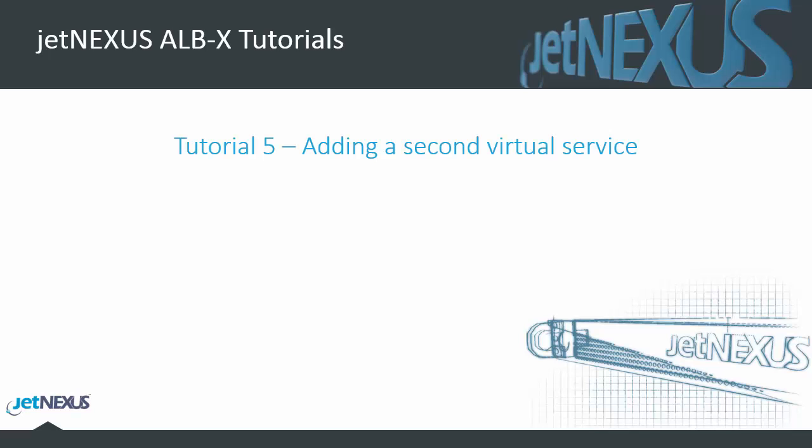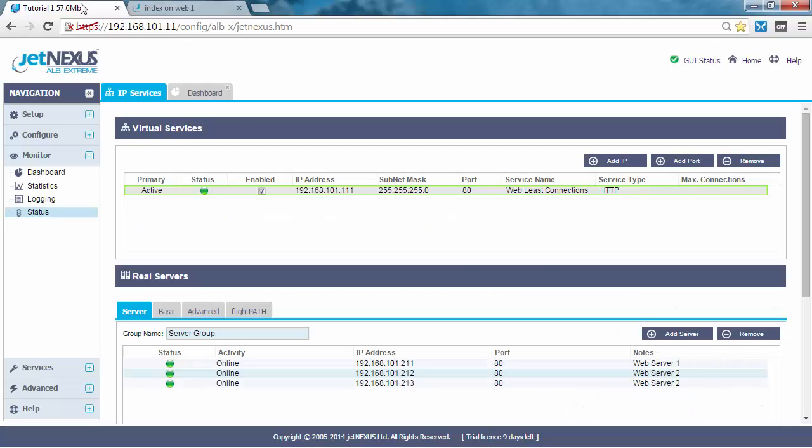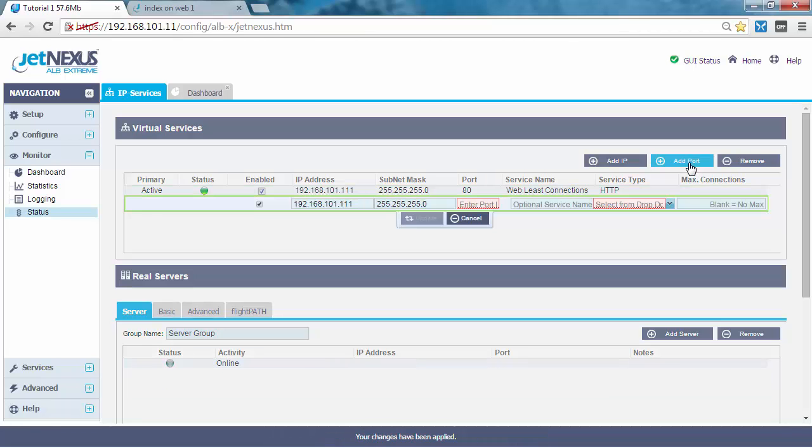Tutorial 5 is about adding a second virtual service to an existing virtual IP address. Okay, so let's begin. The idea of this tutorial is to add a service to an existing IP address. We must click Add Port for this to work properly.